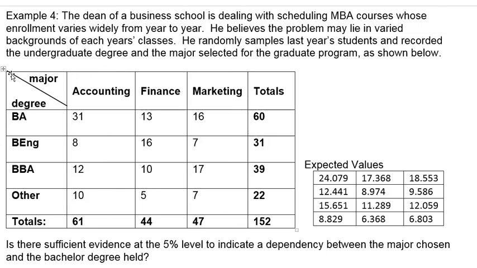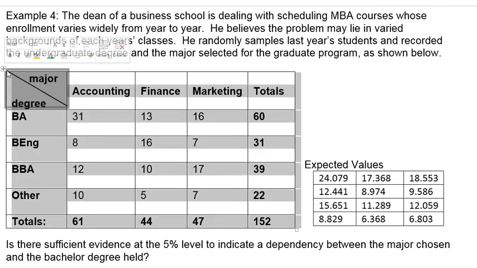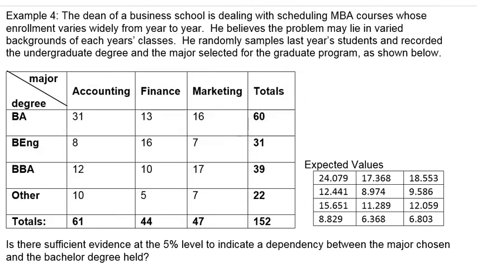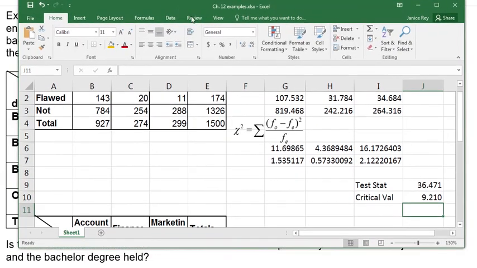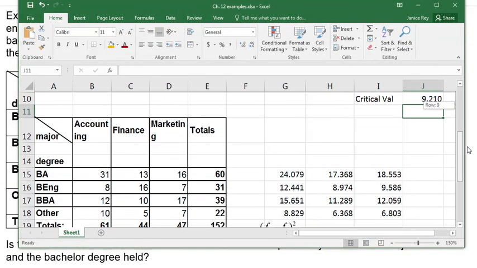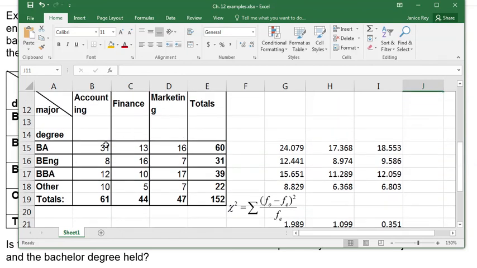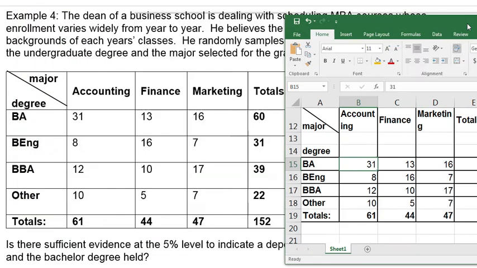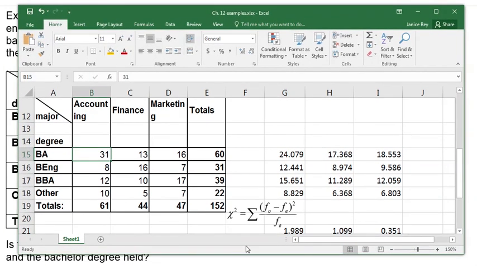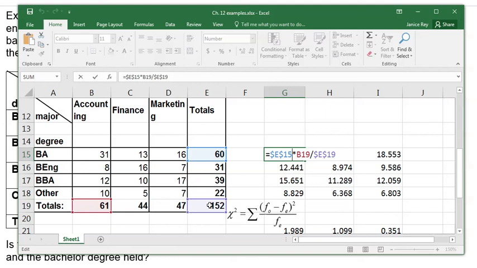I said, let's go straight to Excel. So I took this whole thing, copied it, and pasted it into Excel. So we have that table, right? And I can't remember, did I give you totals? Yes, I gave you totals. Have that table, and we want to figure out those expected values. So for this first one, right, we want row times column divided by our grand total. Same thing as we move across to the next one. Row times column divided by the grand total.